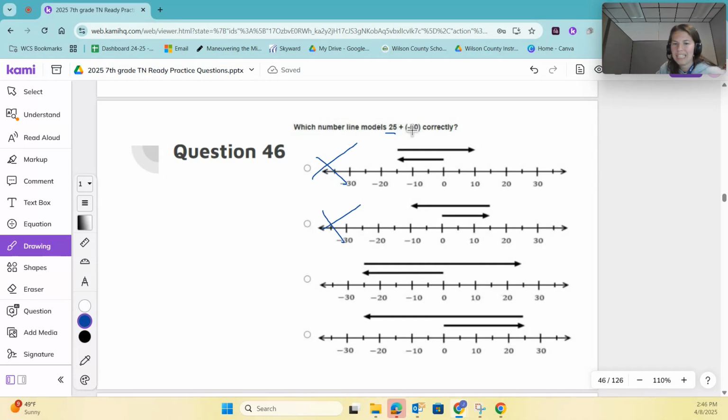All right, so plus negative 50. That's going to be the same thing as 25 minus 50. So we go to 25 here, and then we subtract 50. This one looks like it's actually going to negative 25 and then adding 50. And that's not what we're looking for here. We want this last one, D, where it goes to positive 25 first and then subtracts the 50 to end up at negative 25. So D is my correct answer on that one.